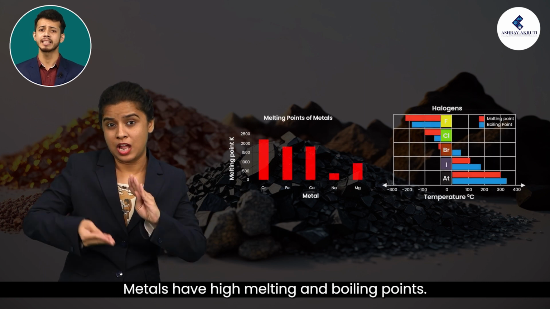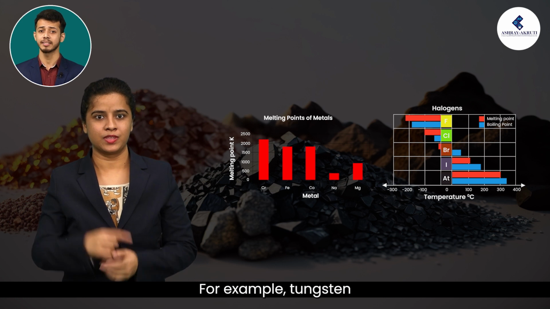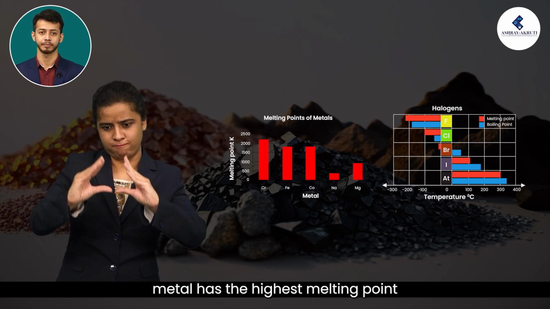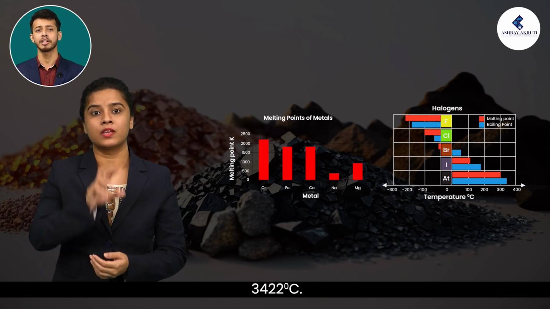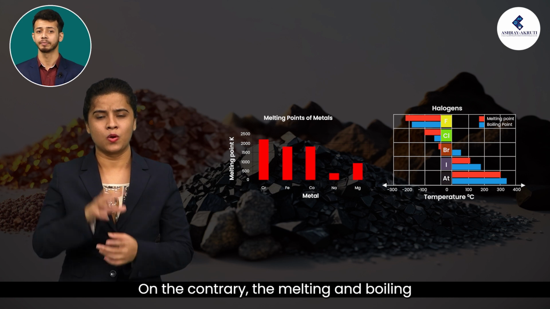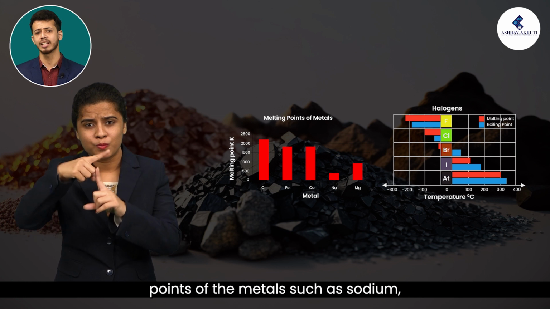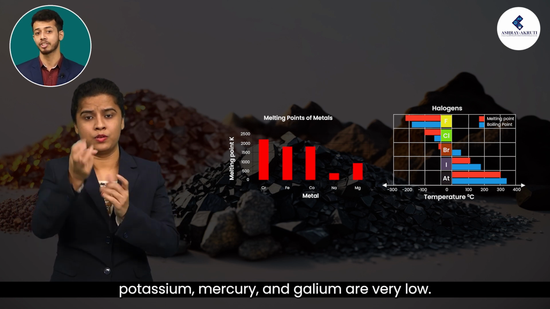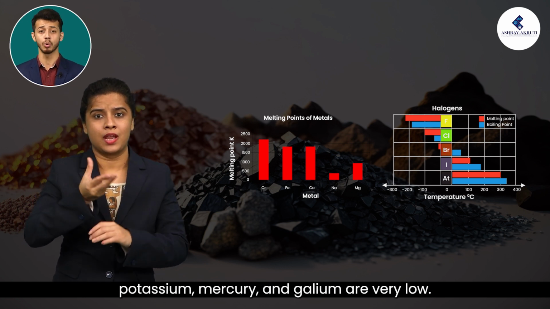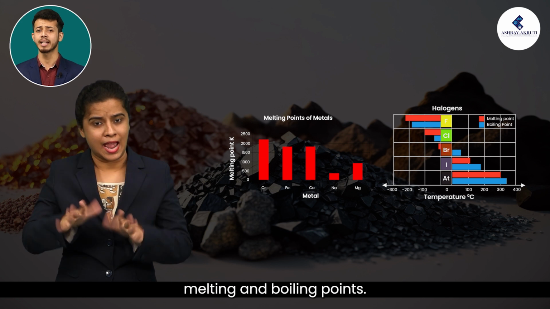Metals have high melting and boiling points. For example, tungsten metal has the highest melting point, 3422 degrees Celsius. On the contrary, the melting and boiling points of the metals such as sodium, potassium, mercury and gallium are very low. Non-metals have low melting and boiling points.